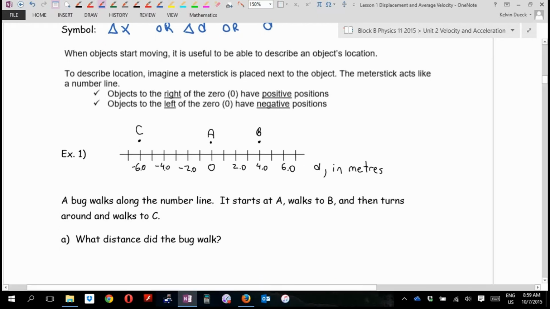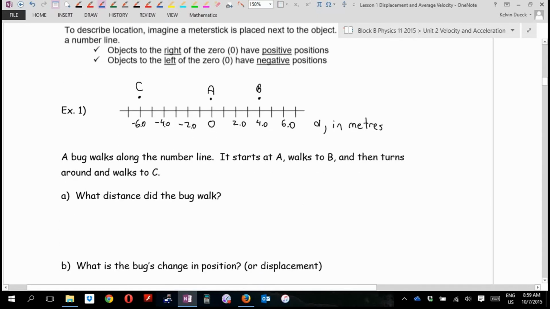A bug walks along a number line. It starts at A, walks to B, and then turns around and walks to C. So it does this. If I wanted to draw that, I would probably do something like that. What distance did the bug walk? 14 meters. How'd you get that?